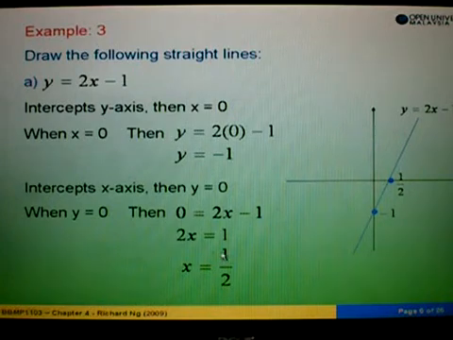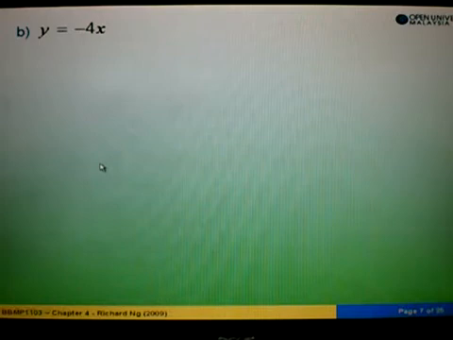So next step is to mark the 2 intercepts. The y-axis intercept is negative 1, and the x-intercept is positive half here. So what we need to do next is to draw a line that passes through these 2 points. Okay, example B. We are given y equals negative 4x.